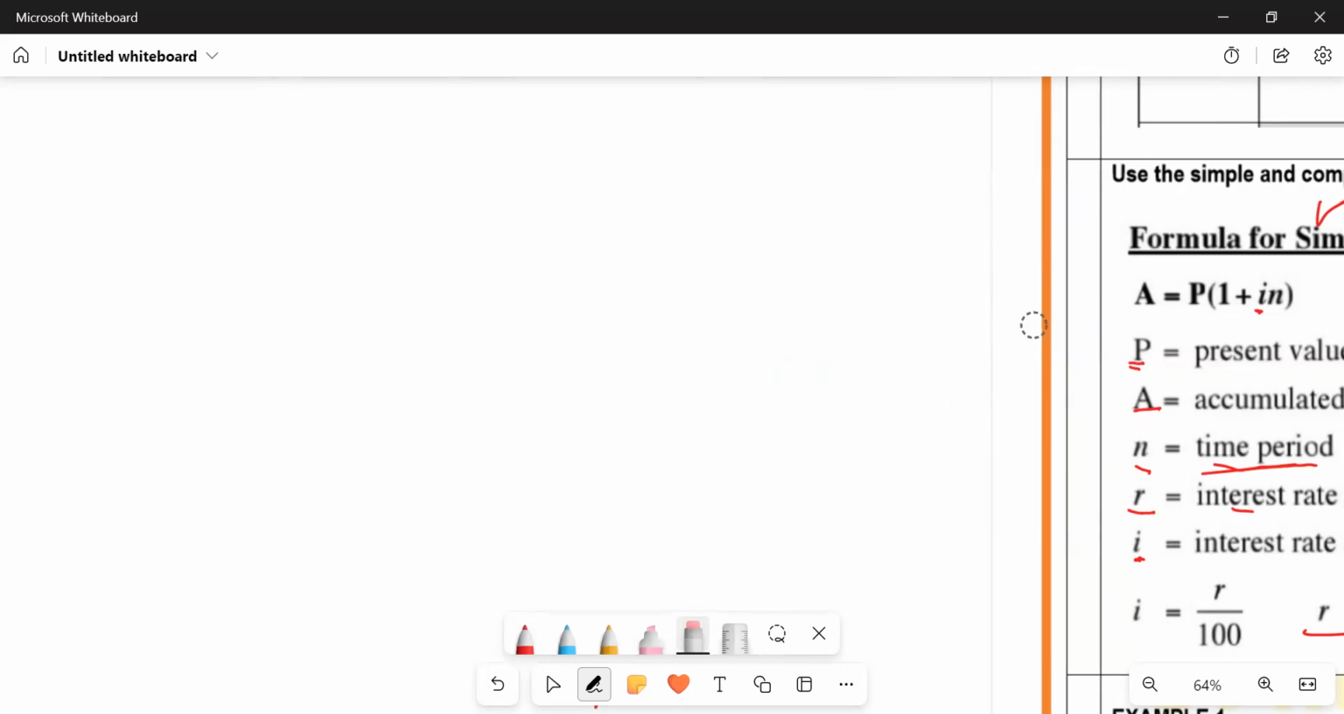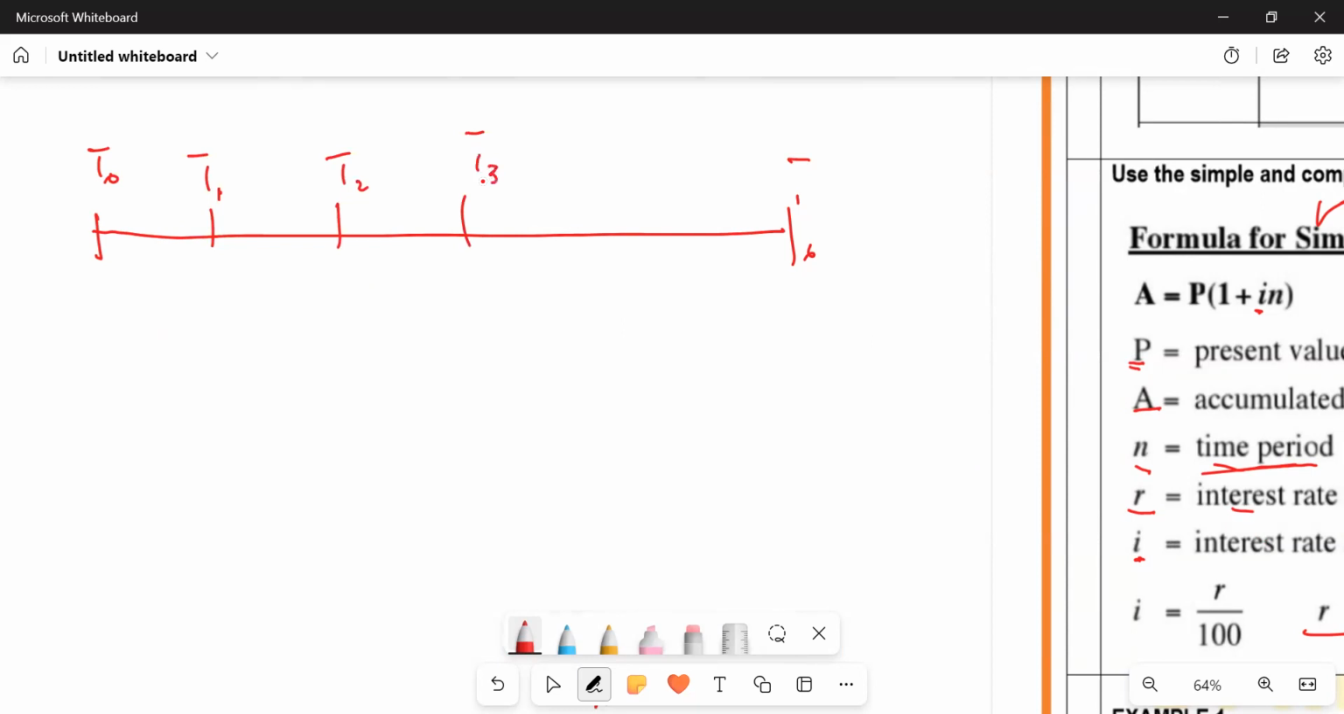Say you invest 5,000. This is simple interest. You'll see the amount that we're going to get. We are going to take this for 6 years. So this is T0, and then we want to go up until what? T6. This is T1, this is T2, this is T3, T4 and then T5.